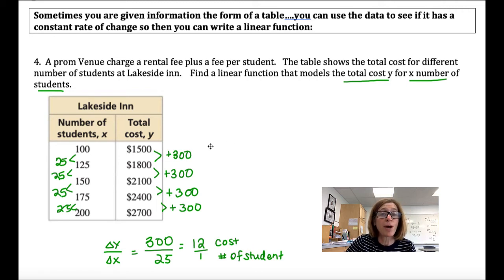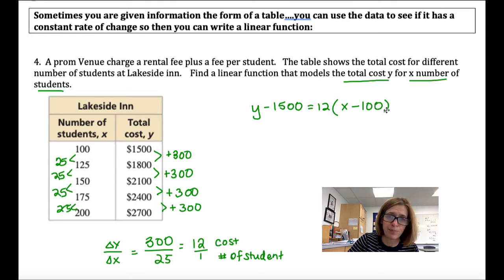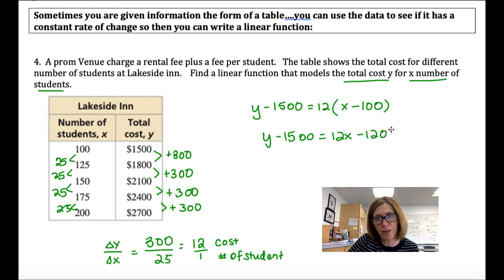All right, so now we want to write an equation that models it. I look at my table and I don't have a y-intercept. Now I certainly could find the y-intercept by working my way backwards, but I'm going to use point slope because I just always find that that's a quick way to write the equation. So y minus 1,500 equals 12 times x minus 100. Okay, so y minus 1500 equals 12x minus 1200. And so y equals 12x plus 300.